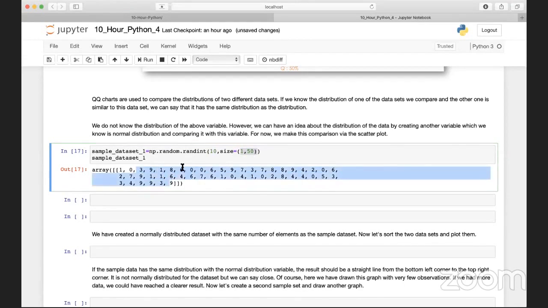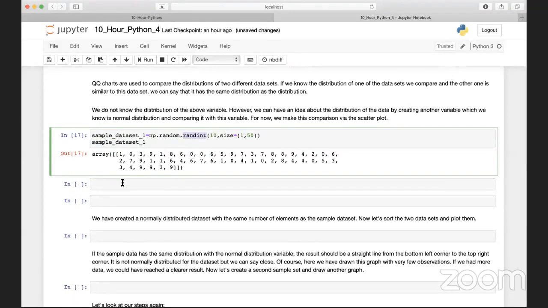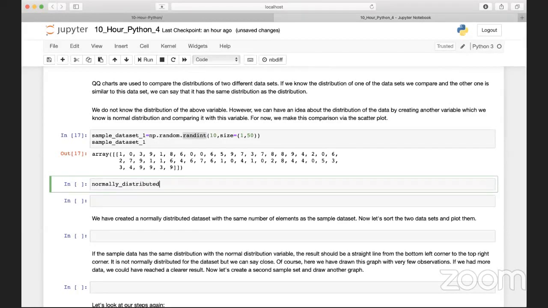All of them are integers because I generate random integers using the NumPy library. For normally distributed data, I can use np.random.normal, as you know it. We used it before. So you know this function. I'm going to generate a normal distribution.